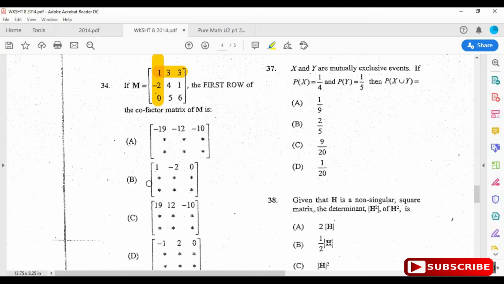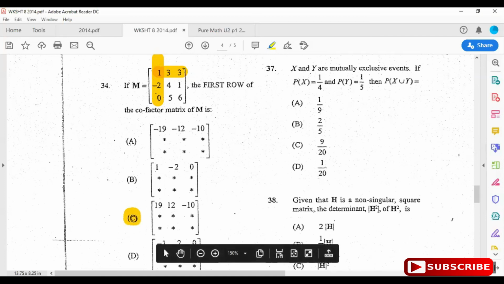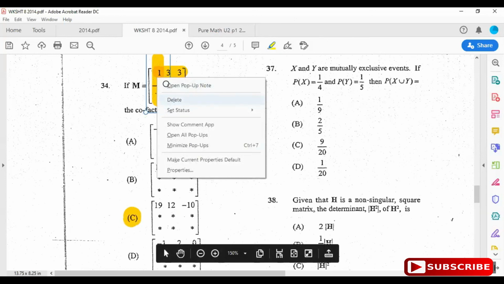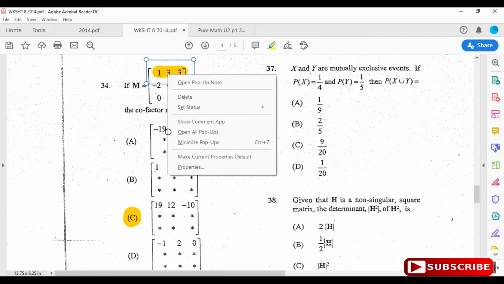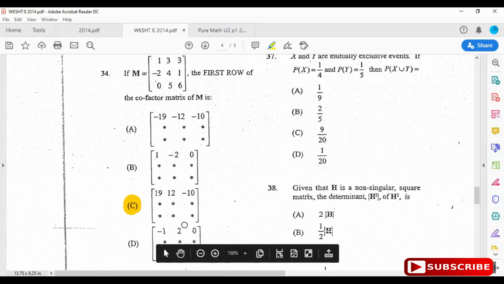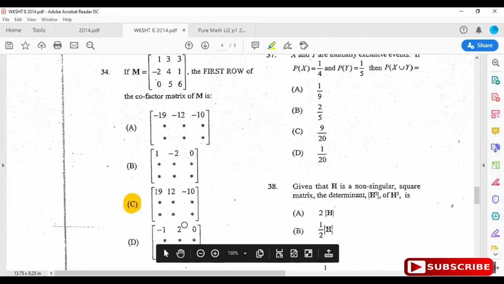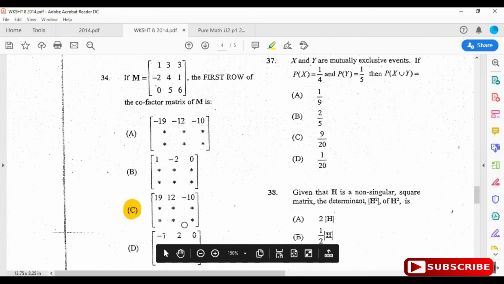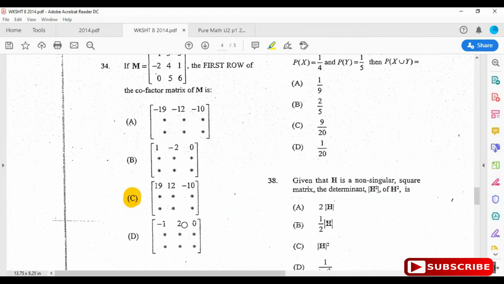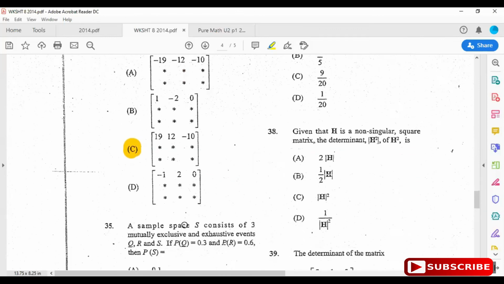Yes, sir. And so therefore you're done already, it's C, because you don't need to find the others. There's only one option with a positive 19, right? Yes, only one option with positive 19. So you already finished. Easy. Nothing to do right there.